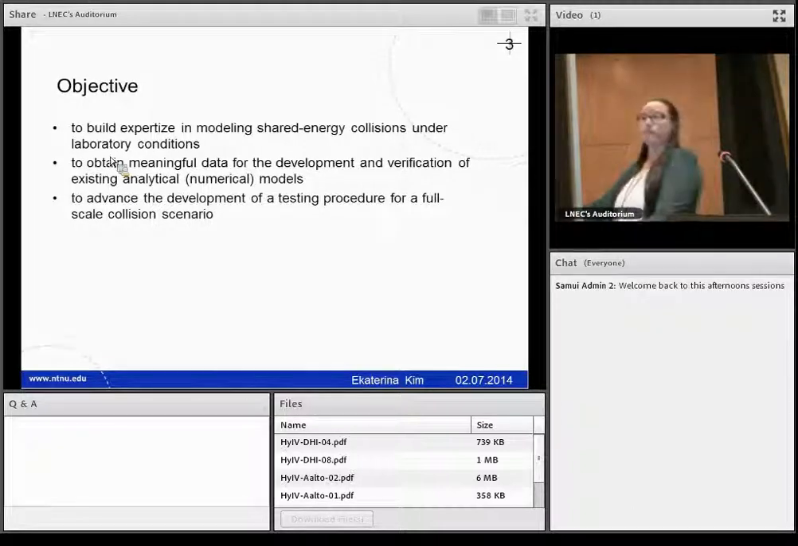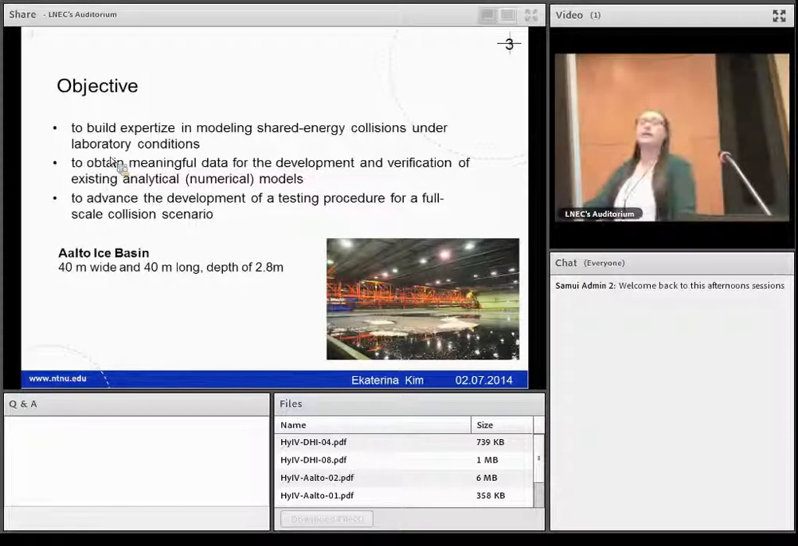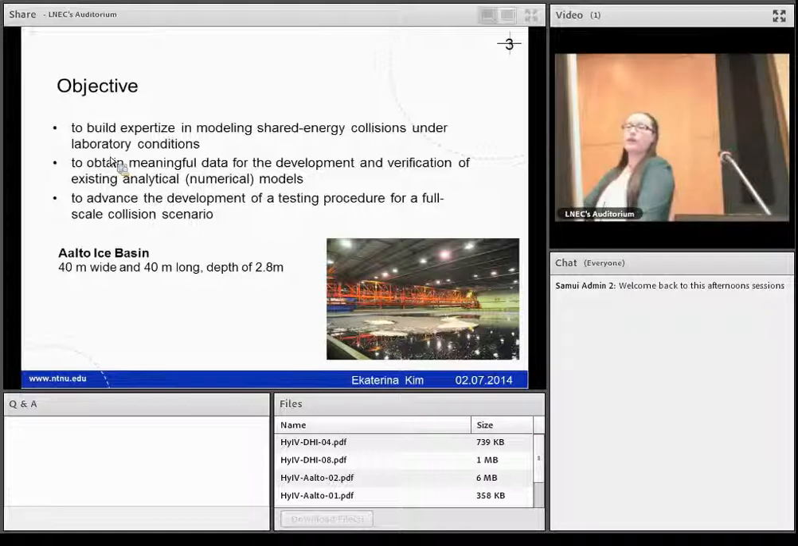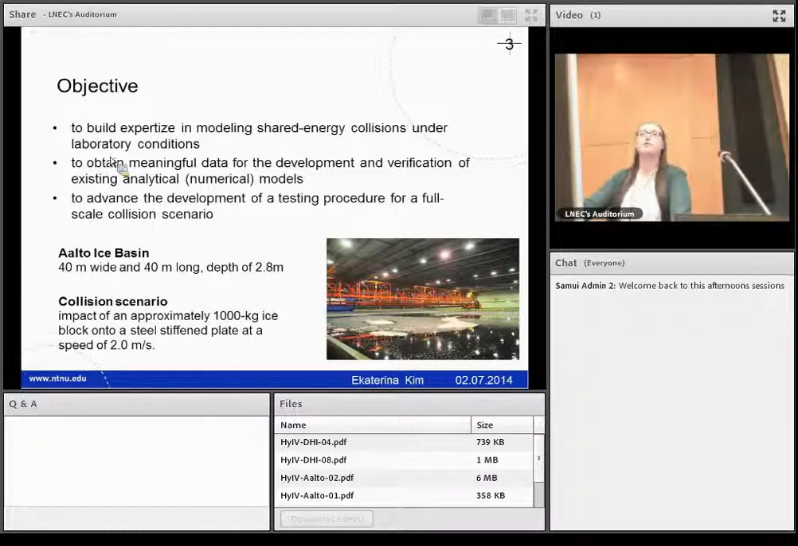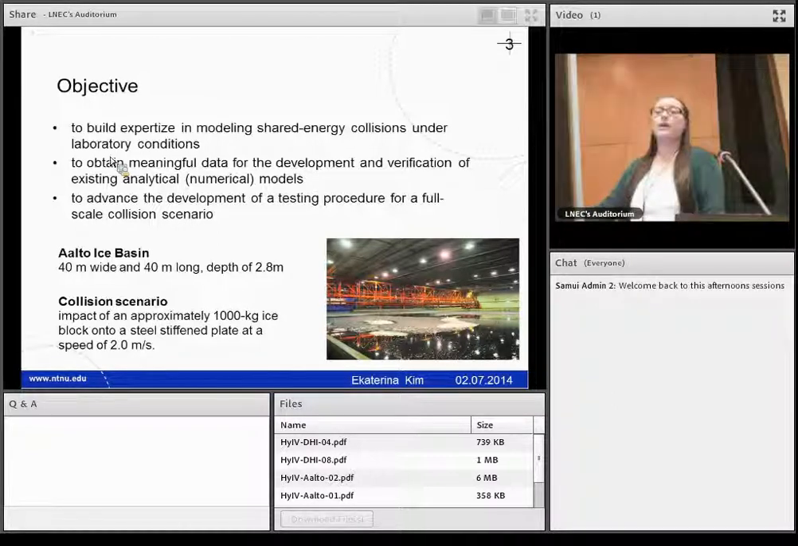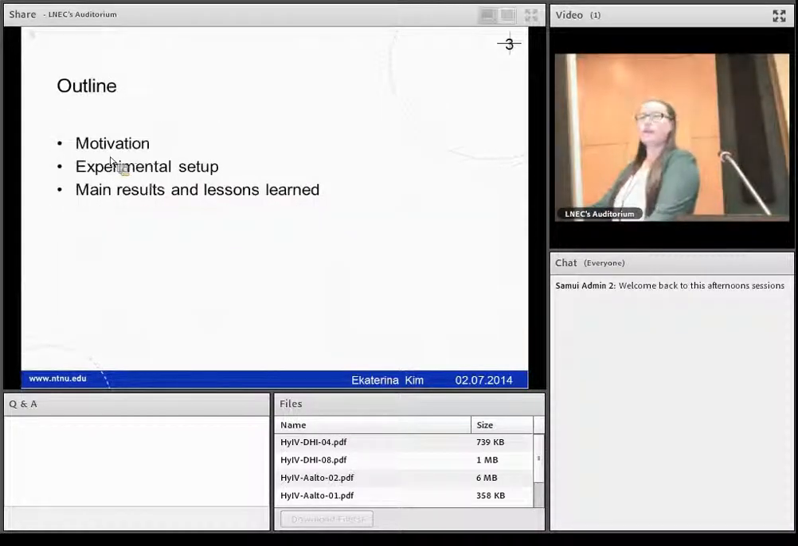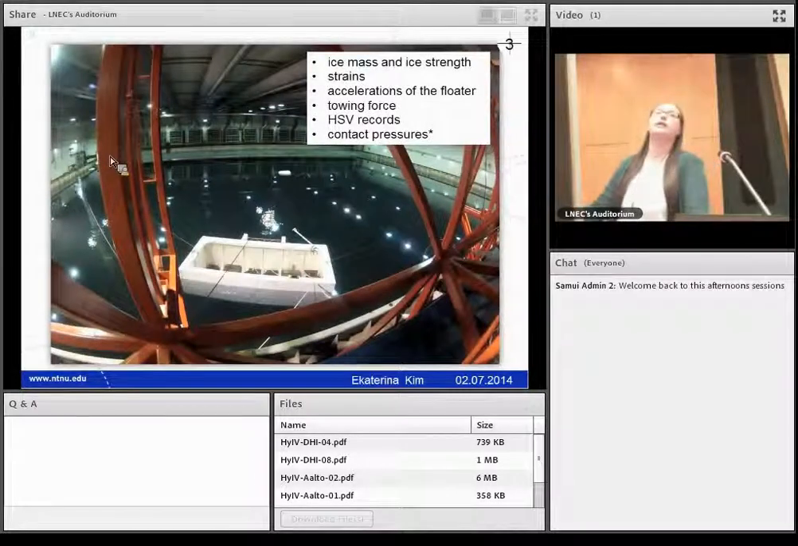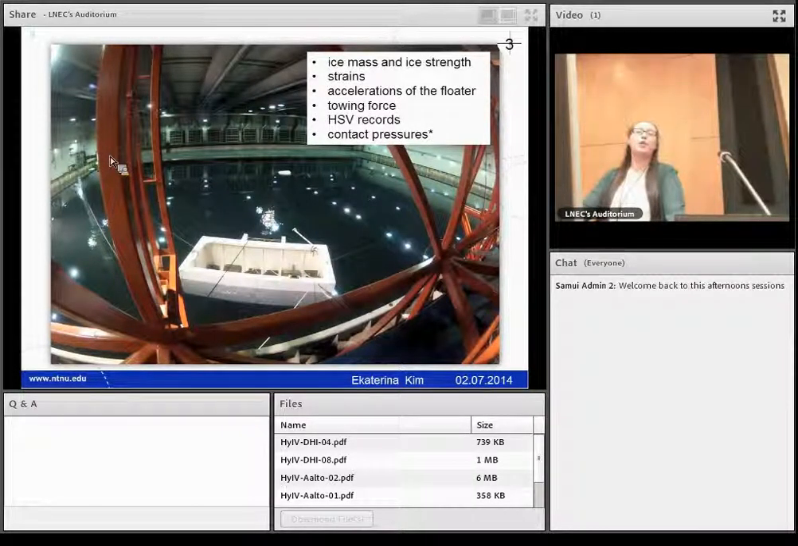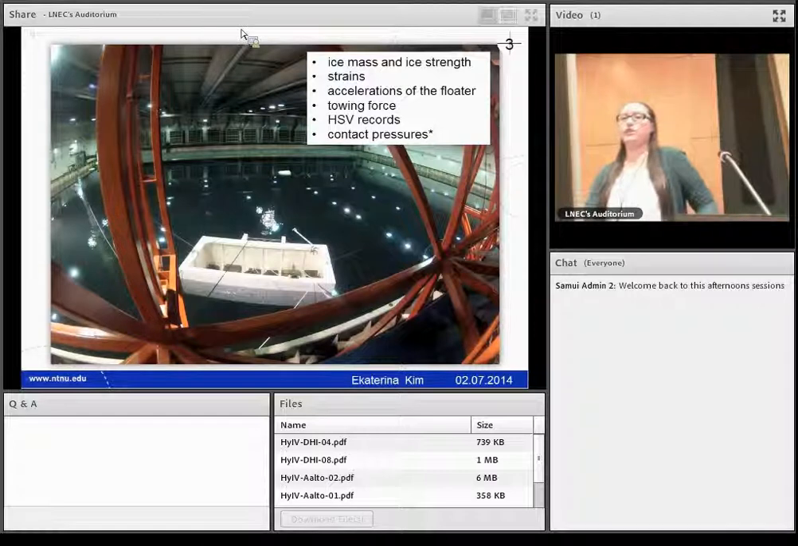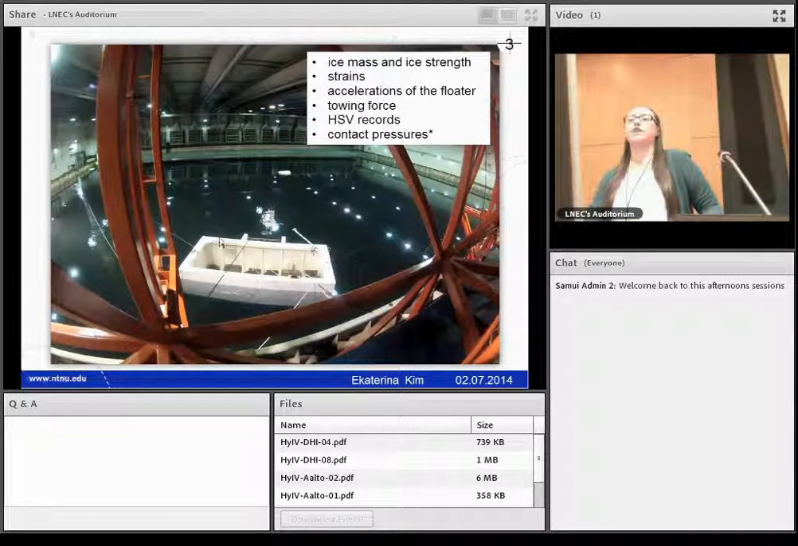We conducted tests at the Aalto Ice Basin, and the chosen collision scenario was an impact of an approximately 1 ton ice block onto a steel stiffened panel at a velocity of 2 meters per second. Here I will talk a little bit about the experimental setup. We throw an ice mass into the purpose-built structure. It's a moored floater with a stiffened panel attached to it.